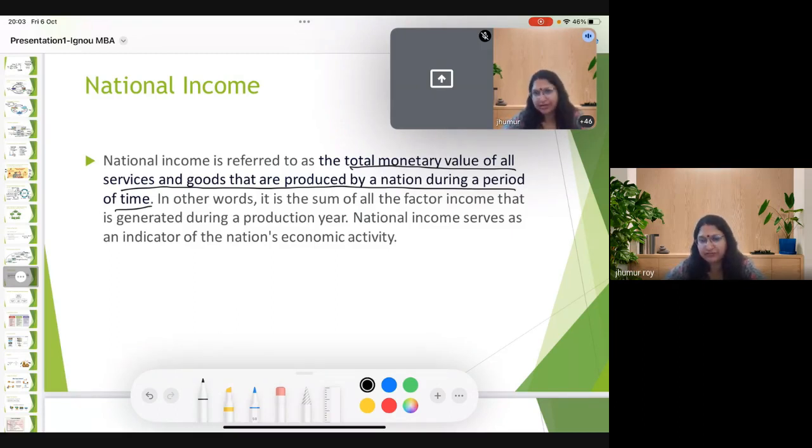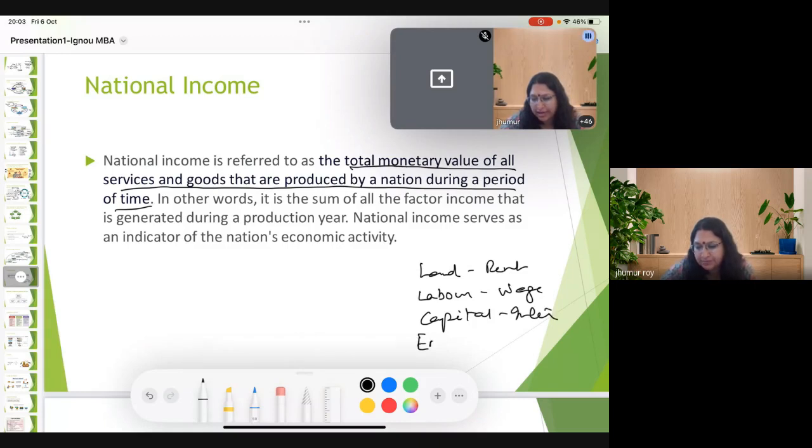For example, land is getting you rent. Similarly, labor is getting you wages. Capital is getting you interest. Enterprise is getting you profits. So all this, if I add in, I will get national income. So this is one way of seeing national income.